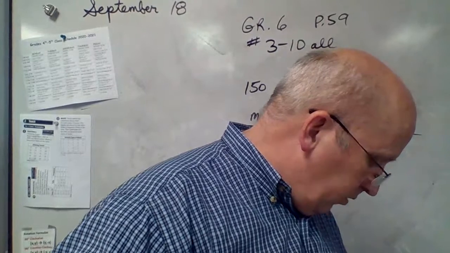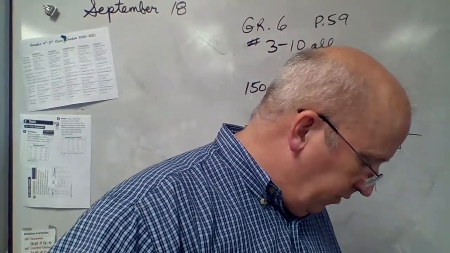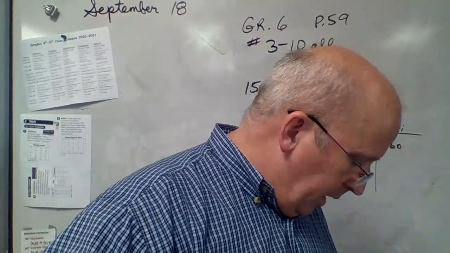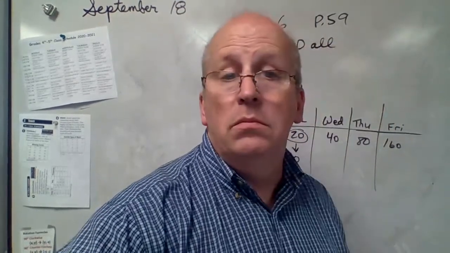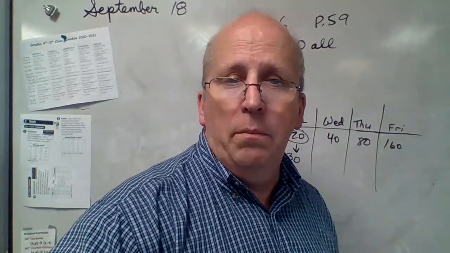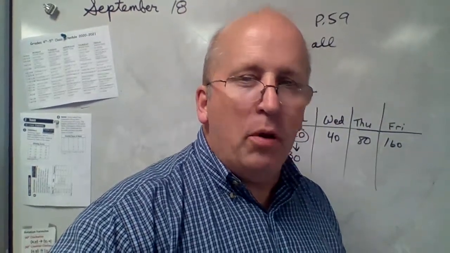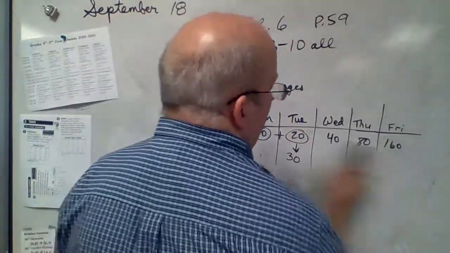Number 7, a sign reads, do not exceed 2,500 pounds on an elevator. If that's true, how many people weighing about 150 pounds can be in the elevator at the same time? How many people can be in there? You can't go bigger than 2,500. And each person is going to weigh 150 pounds. How do we figure that out? Well, there's a couple of ways of doing it.